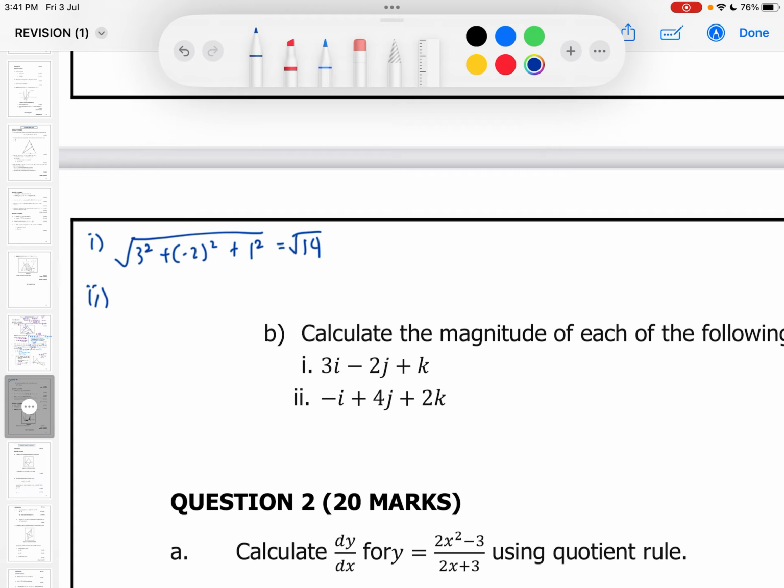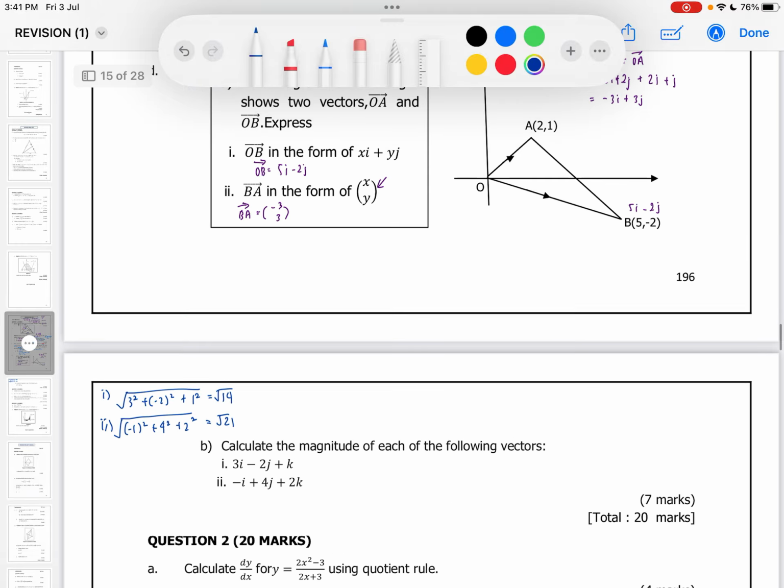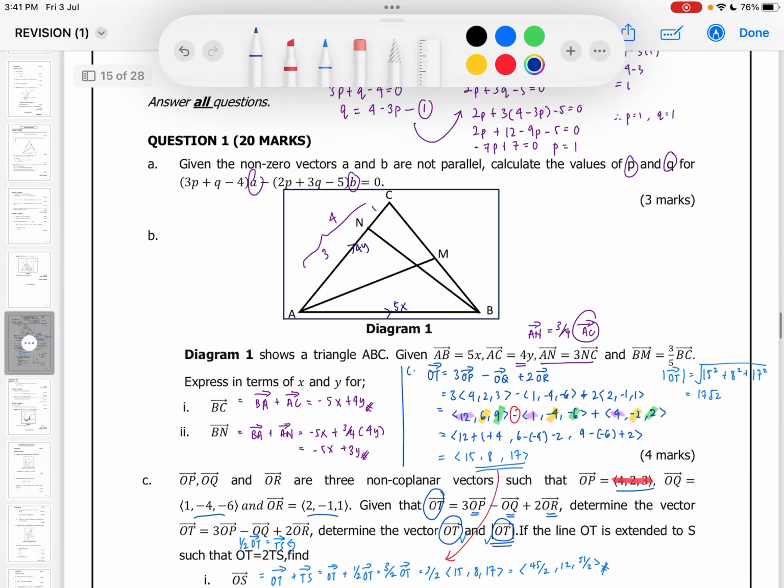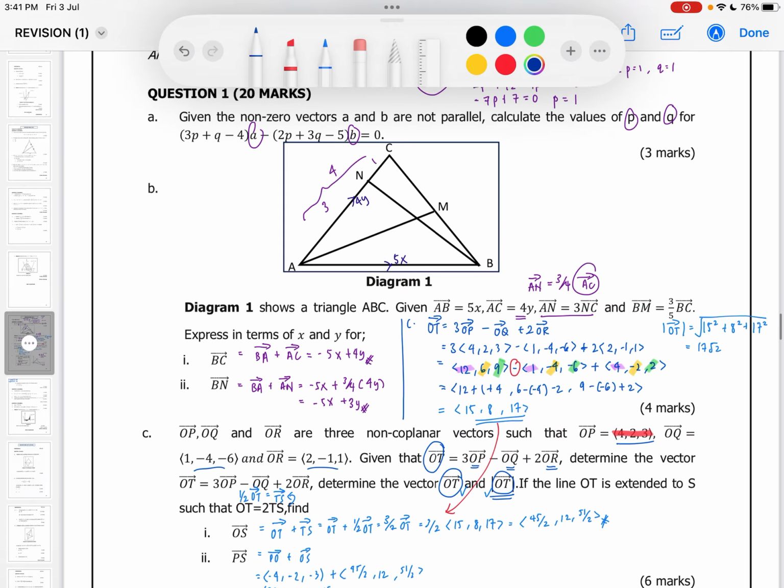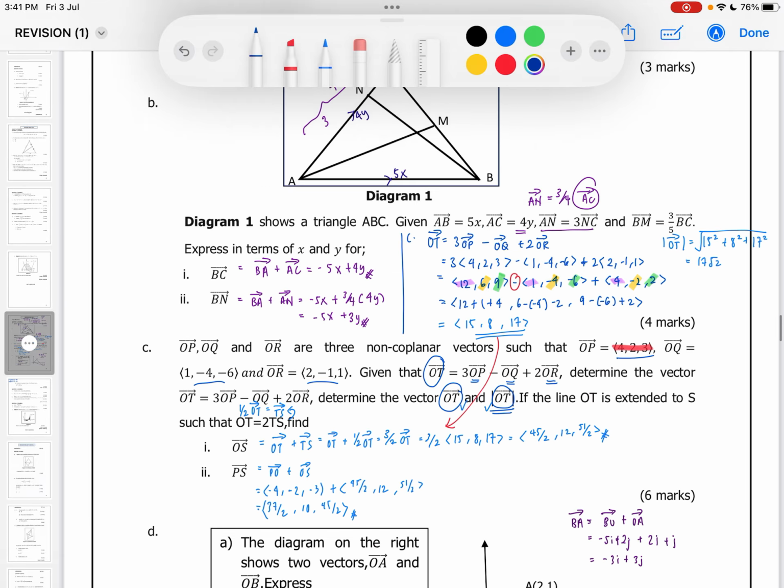Okay, now for the second one, so the same thing. It's gonna be negative 1 squared and then plus 4 squared plus 2 squared. Okay. 21, square root 21. So yeah, I think that's basically it for set C. Yeah. Okay, thanks for watching.